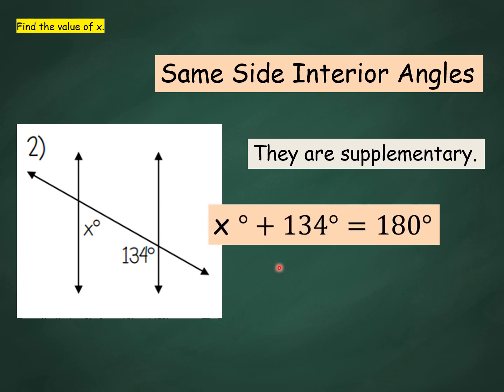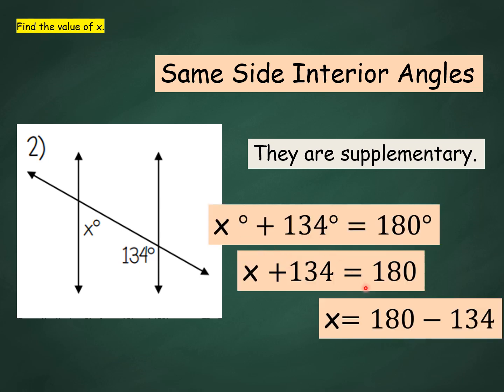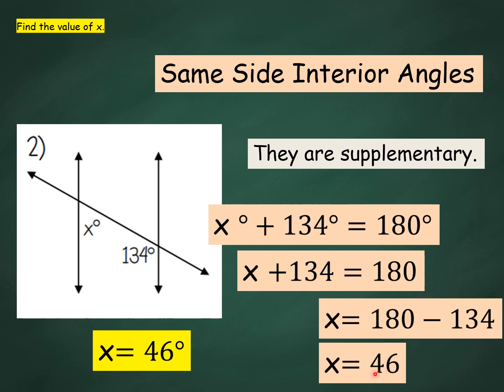So we just simply add. Okay, so x and 134. So magma-minus tayo ng 134 sa 180. So that will be 46. So ang value ng x natin ay 46 degrees.